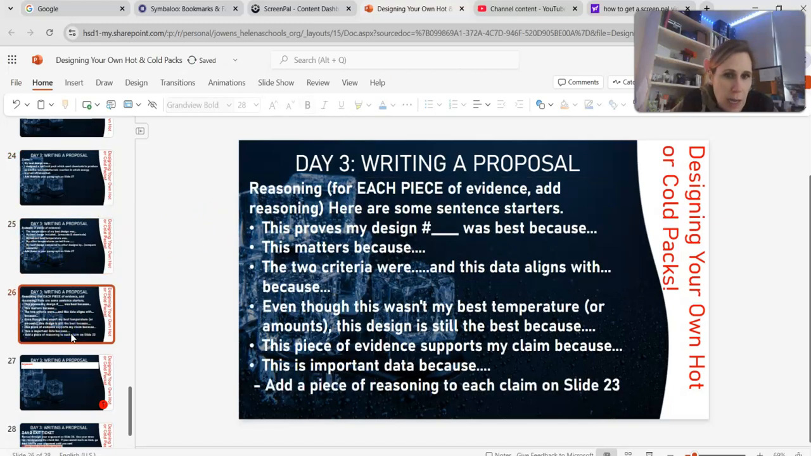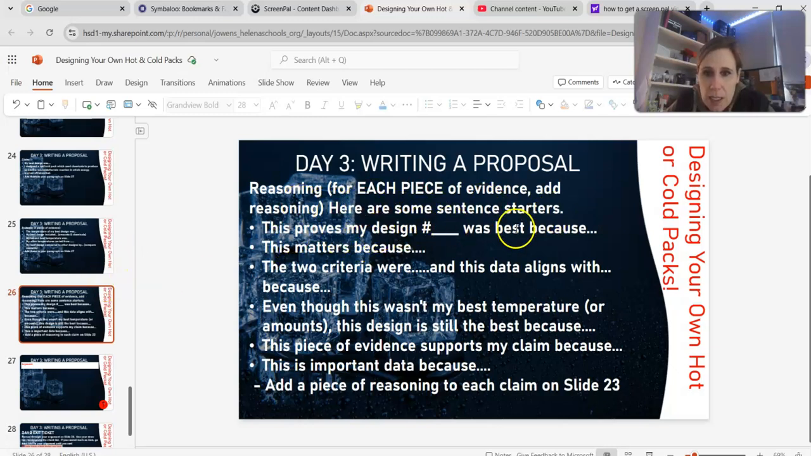And then finally, your reasoning for each piece of evidence. So again, you guys need at least a comparison. You need to tell me what your temperature was for your best design and what your ingredients were for your best design. And then, like I said, some kind of comparisons. Reasoning for each piece of evidence, add reasoning. Here are some sentence starters that you guys can use.